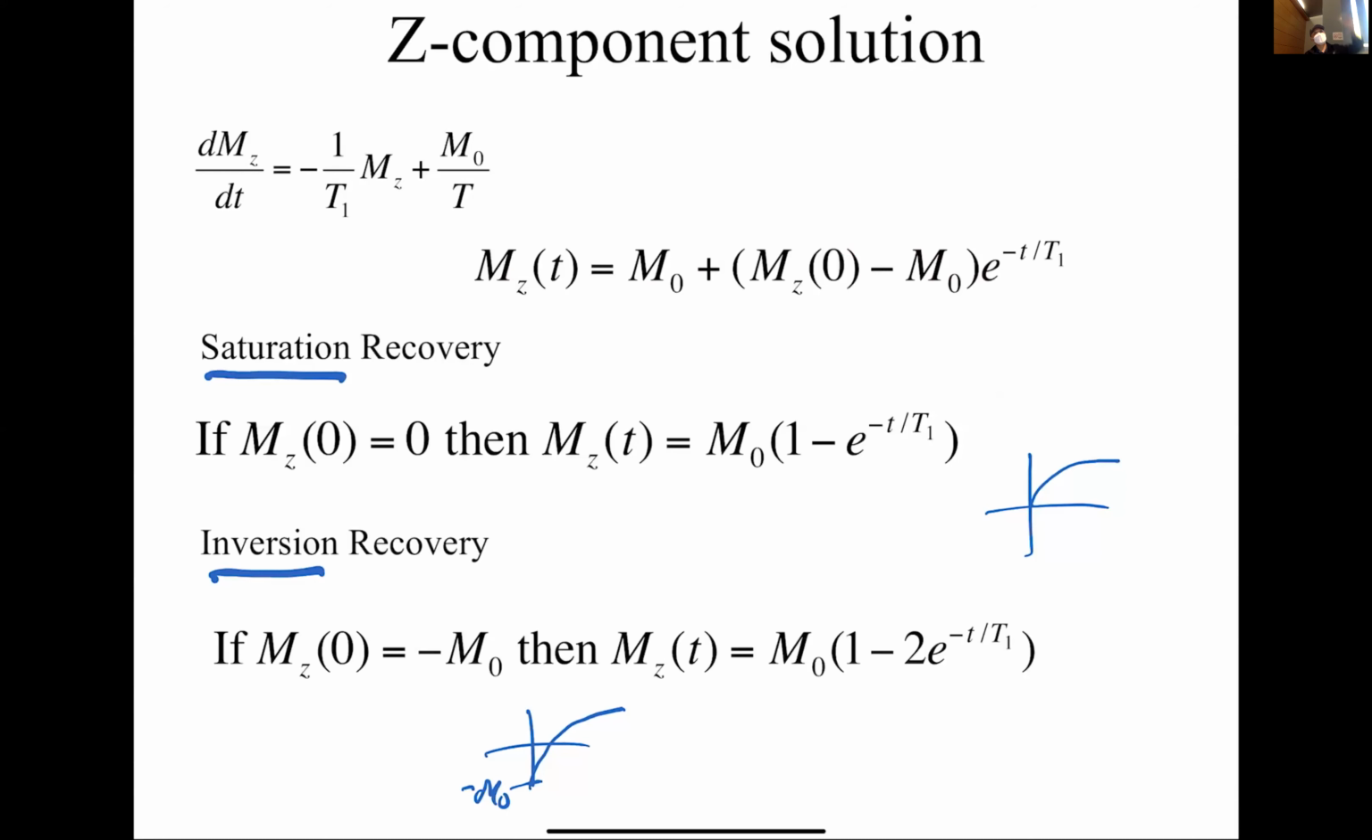Okay. And why is that useful? Well, if you think about this curve here, if we start off at minus m naught, to get back to m naught, it has to go across through 0 at some point, right? So it turns out that, let's say there's some tissue that you want to erase, you don't want to see it, right? You can always time your acquisition so you acquire the data right when that signal is crossing 0. And that's where inversion recovery is really important.